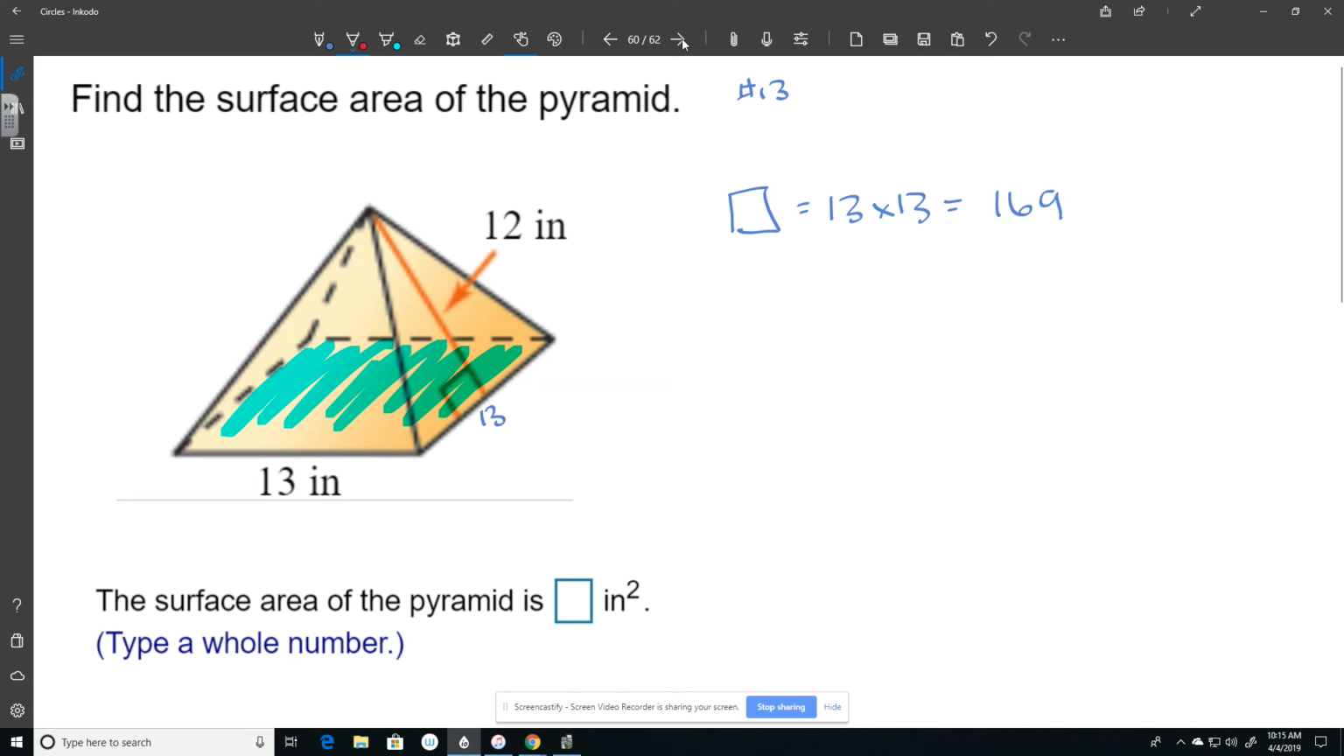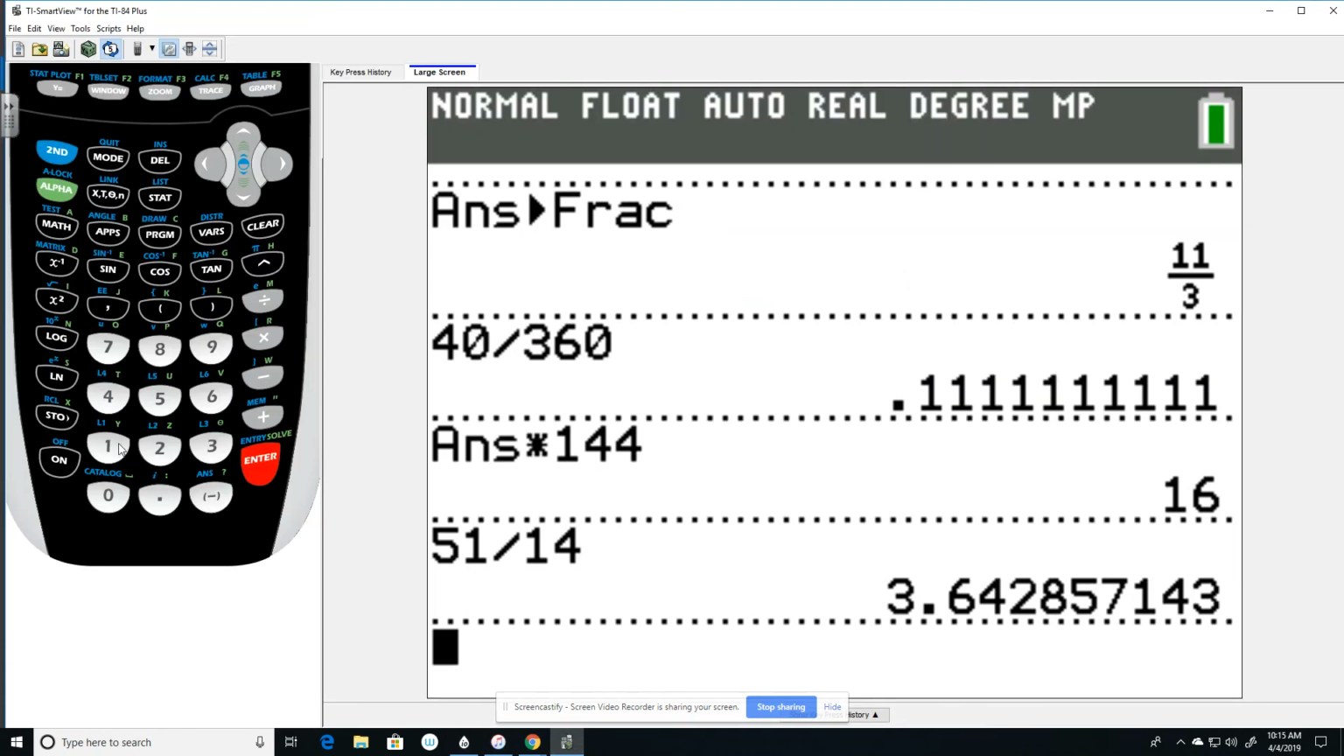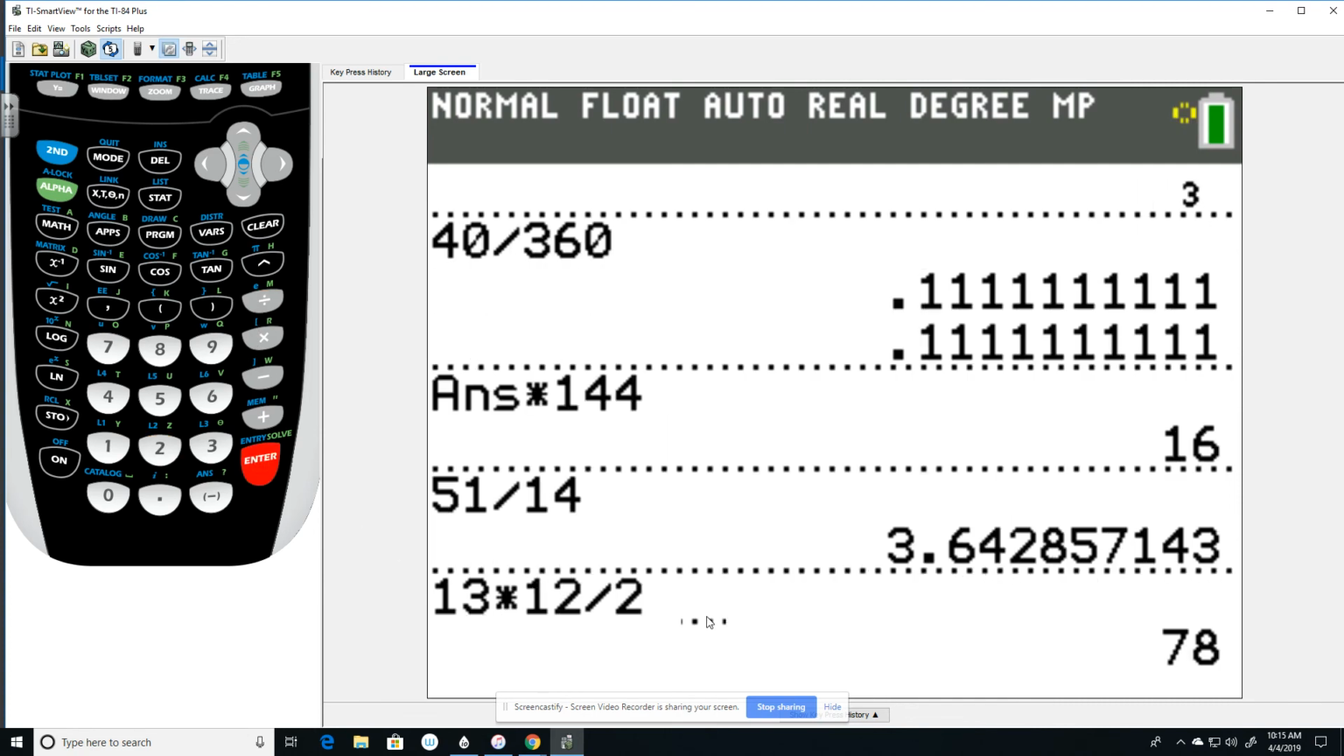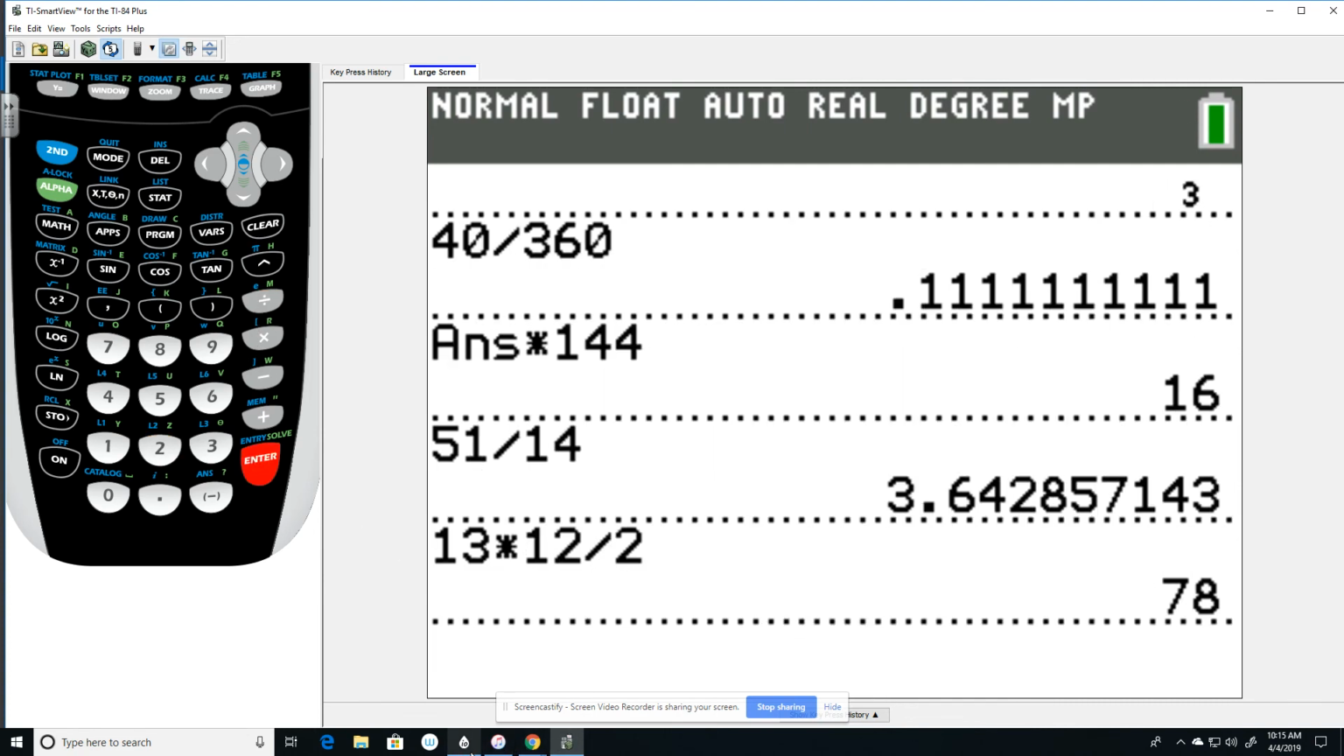Then I need to find the area of one of these triangles. Nice thing is all 4 of the triangles are the same. So I just have to find the area of one of them. So the area of the triangle is the base 13 times the height of the triangle, which is 12. And then I have to divide that by 2 because it's a triangle. So 13 times 12 divided by 2 is going to give you 78.